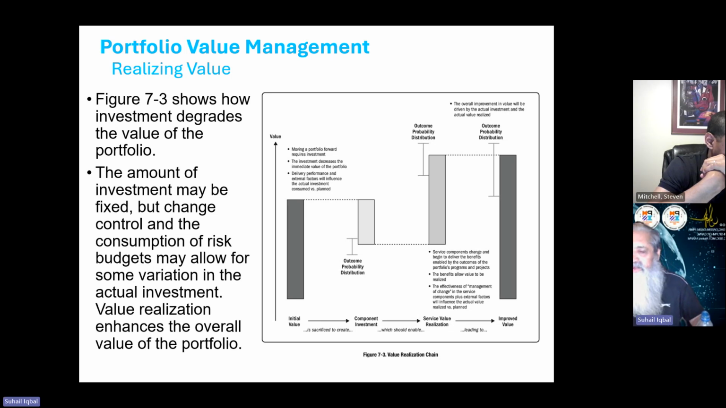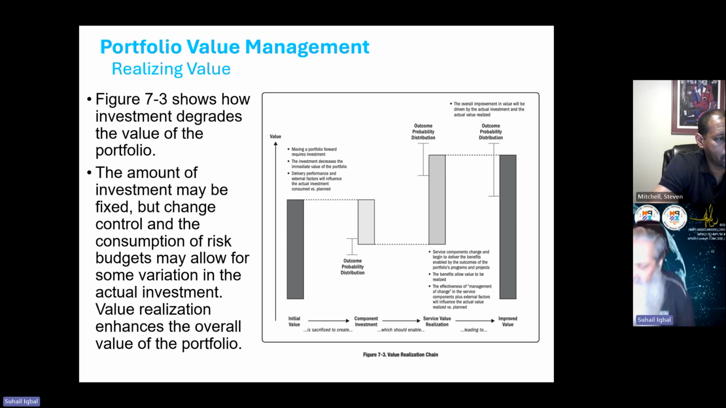So if there are so many risks in your project that contingency is eating up everything you pump into a project or a component, then probably you will never be delivered value at the end of the day, right? Value realization enhances the overall value of the portfolio, and such pitfalls, we have to get out of them.